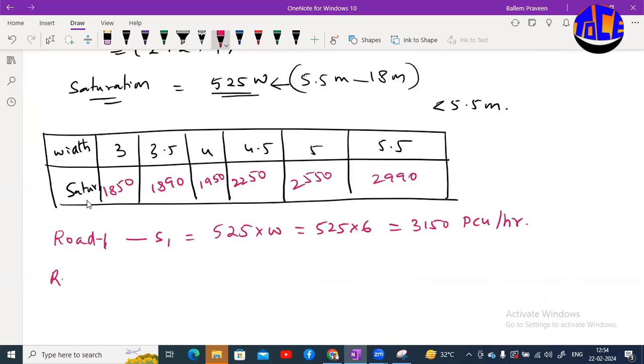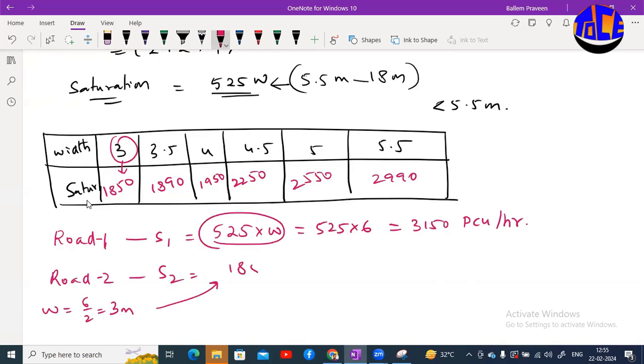Similarly for road 2, S2 will be, first we need to know the width. Total 6 meters, so 6 divided by 2 gives 3 meters. For 3 meters this formula is not valid, because this formula is valid for greater than 5.5 meters. So for 3 meters we take from the table. The saturation flow for 3 meters is 1850. So S2 will be 1850 PCU per hour. Okay, saturation flow values are obtained.